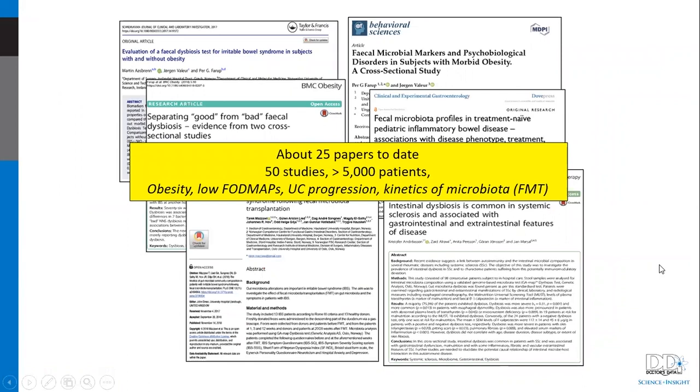So this test, this platform, this whole concept has been published in over 25 papers to date. That includes 50 studies and over 5,000 patients. And some of those cohorts included obese versus non-obese, looking at the effects of an extreme low FODMAPs diet on the microbiome using this model, looking at the microbiota changes during the progression of ulcerative colitis in children.